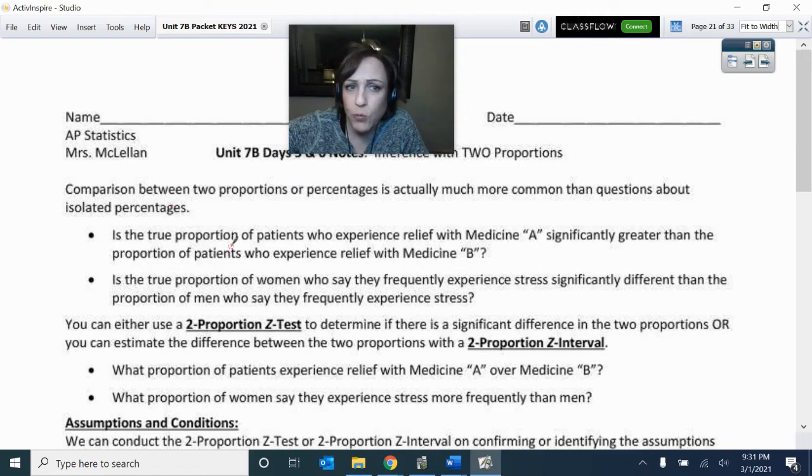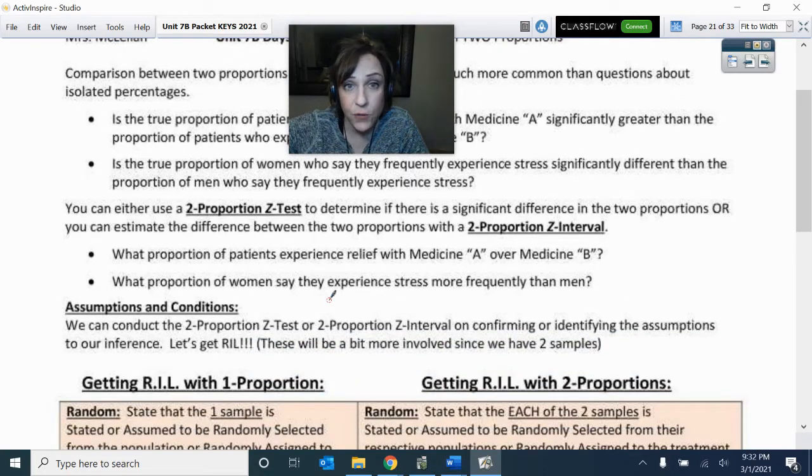Think about it. Is the true proportion of patients who experience relief with medicine A significantly greater than the proportion of patients who experience relief with the current medicine on the market, medicine B? Is the true proportion of women who say they frequently experience stress significantly different than the proportion of men who say they frequently experience stress? So, most of our experiments and studies generally revolve around comparing two different values rather than just one to a claim.